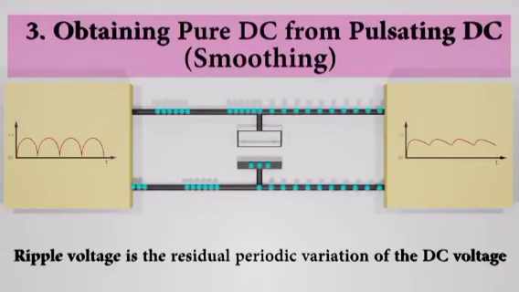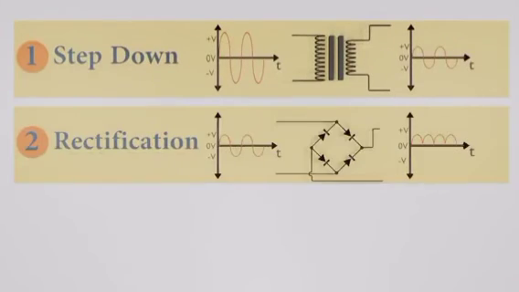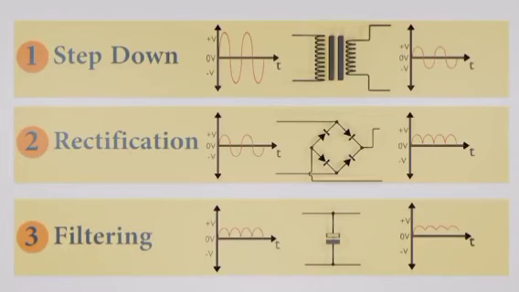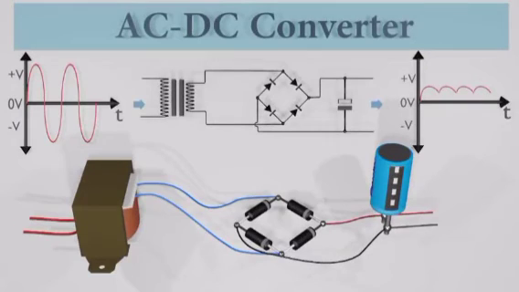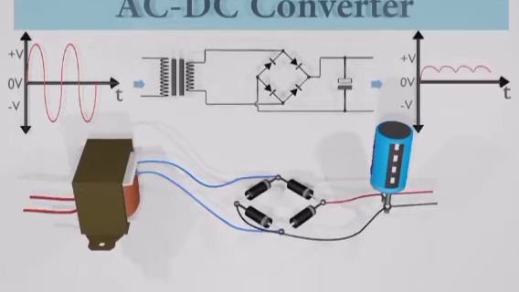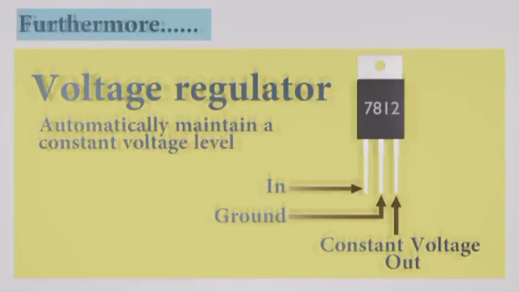Even though the output is smooth, there are still small residual periodic variations. Now we know the basic 3 steps of the AC to DC conversion process. By combining all these steps we can make an AC to DC converter like this, but still our DC output signal has slight variations. We call these ripples. If we want to smooth it further and regulate the voltage at a constant level, we can use a voltage regulator IC. It's basically a 3-pin IC. This is the final step of the AC to DC conversion process.